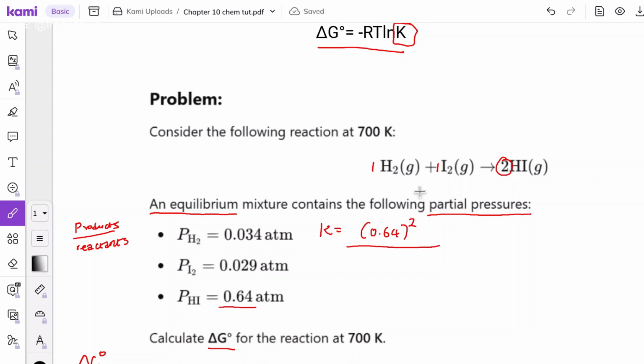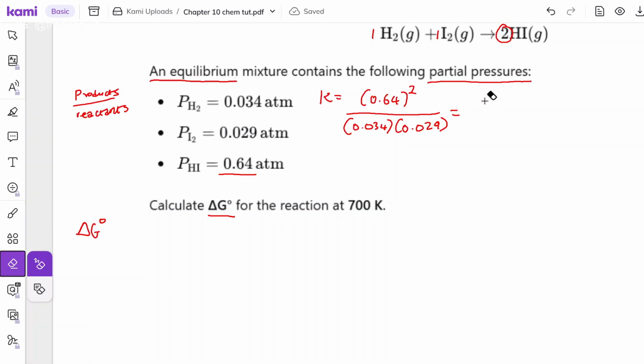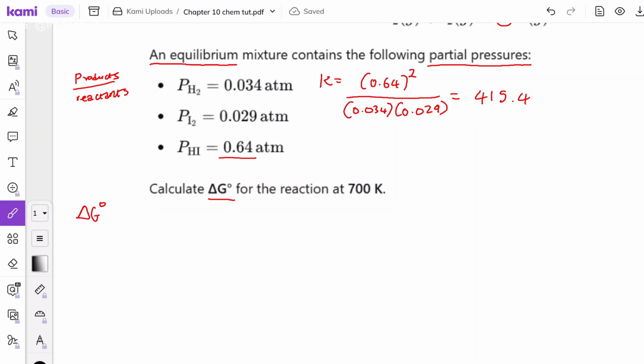And then it's the products on top divided by the reactants multiplied by each other. And if there were more reactants, you'd multiply them all by each other. And if there were more products, you'd multiply this by another one. And then you plug this into the calculator to find the K. This gives us an answer of 415.4 as the K.